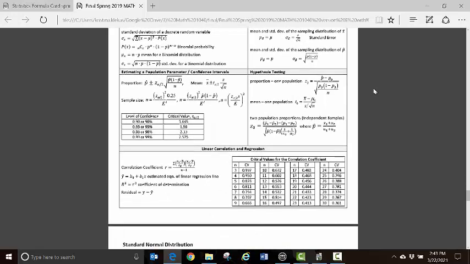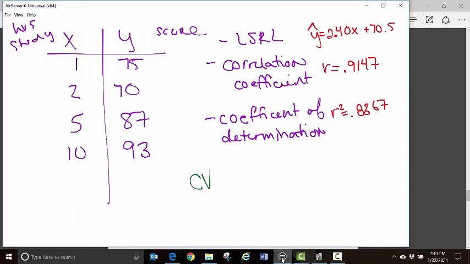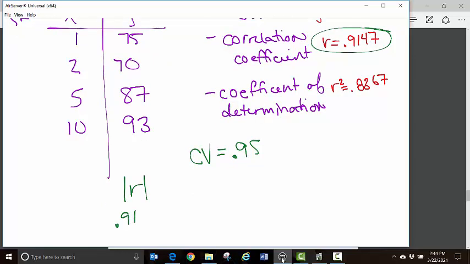So critical values then. We have 4 data points. So the critical value is 0.95. You guys all have this table in your notes. Okay. Critical value is 0.95. And so what I'm going to say is I have to look at the absolute value of my R. The absolute value of R in this case is 0.9147, and that is not bigger than 0.95. So what does that mean?